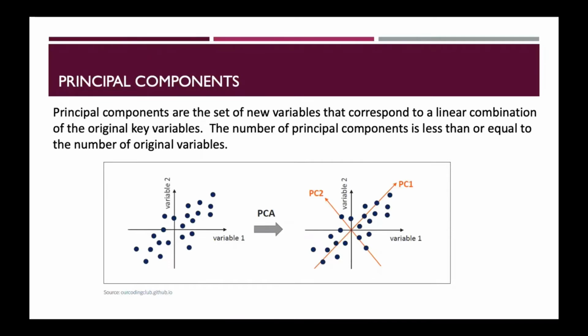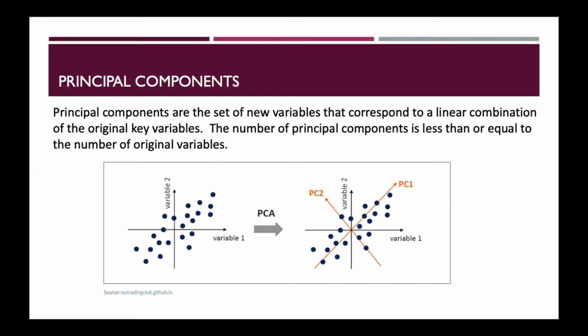As mentioned in the previous section, principal components are combinations of original variables. So when you perform PCA, we build a new set of principal components based on the original key variables, which are nothing but linear combinations of the original key variables. Often we end up having fewer principal components in comparison to the number of original variables.